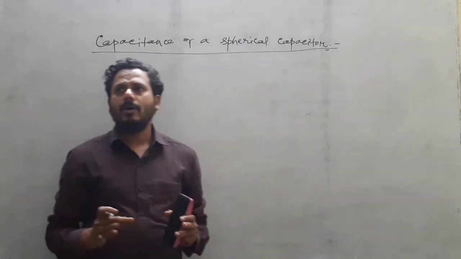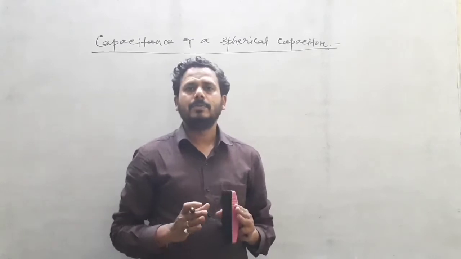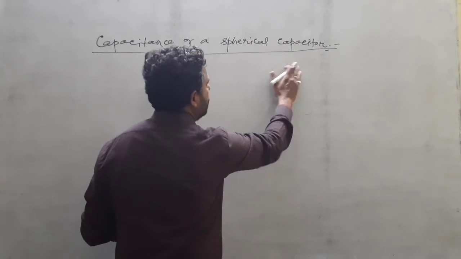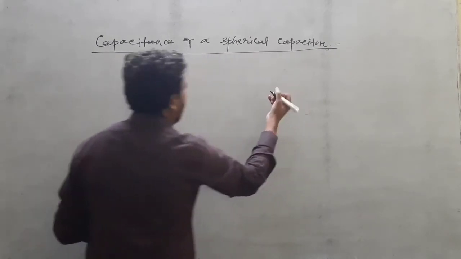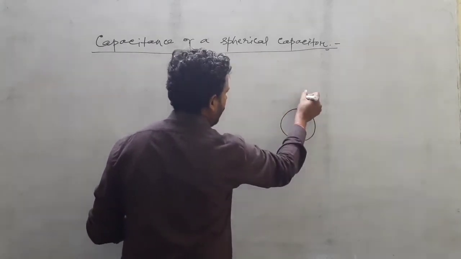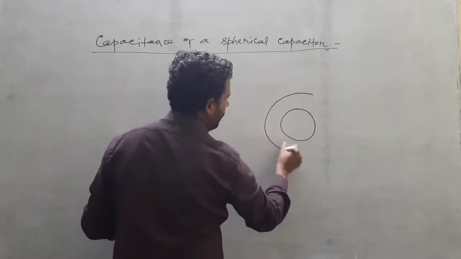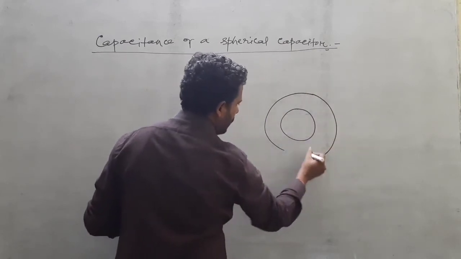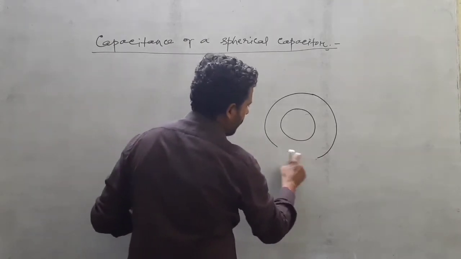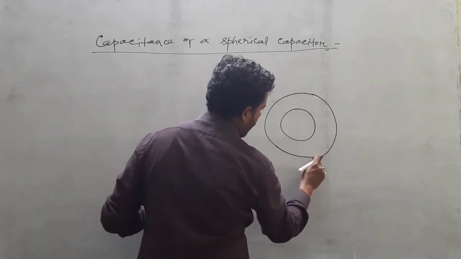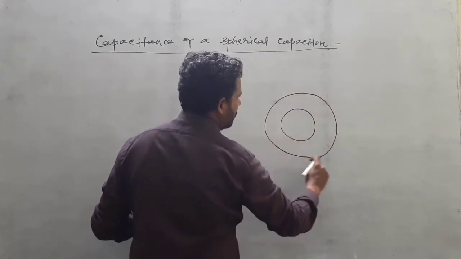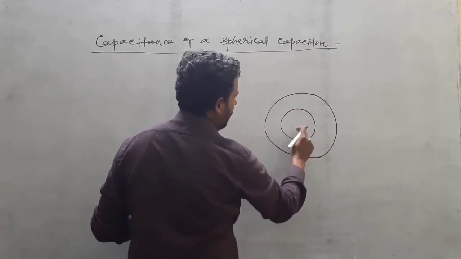A capacitor always has two surfaces, but here both are spherical. So you can see here there are two spherical surfaces. The outer spherical surface is called the shell, and this one is the spherical body.